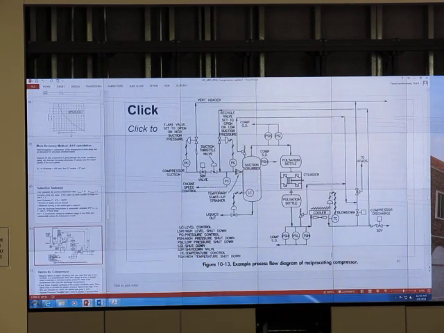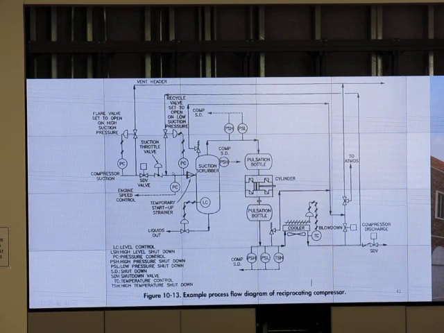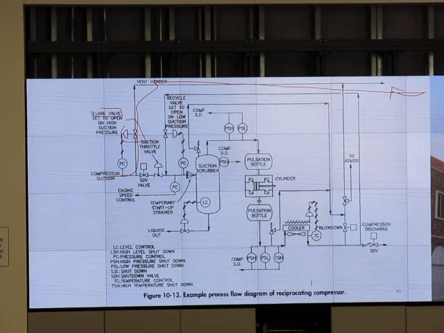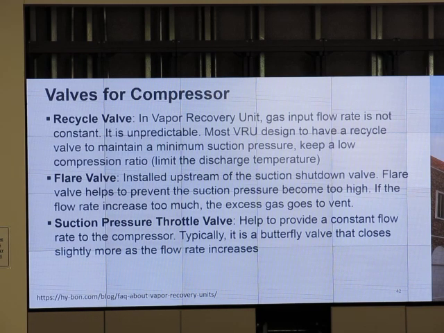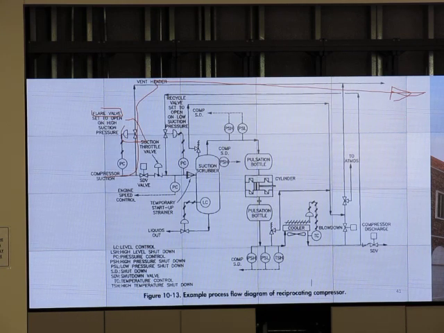Let's continue with what we had last time. For the compressor, there are several valves that we have. One of them is the flare valve. If the flare valve is open, gas coming in goes to vent. Recycle valve: when we finish everything, it goes back to the recycle. So instead of turning it on and off, on and off, we open the recycle valve so that even though new gas doesn't come, I don't have to turn it on and off.